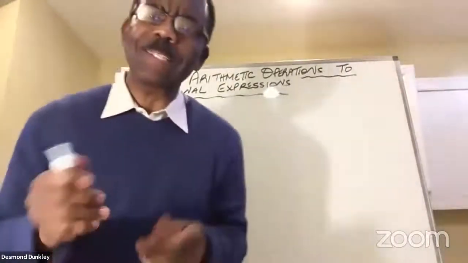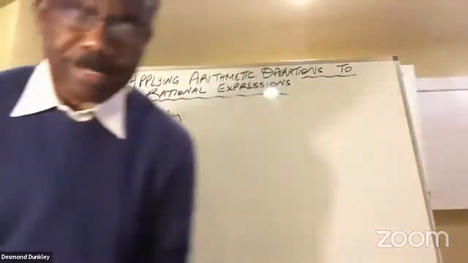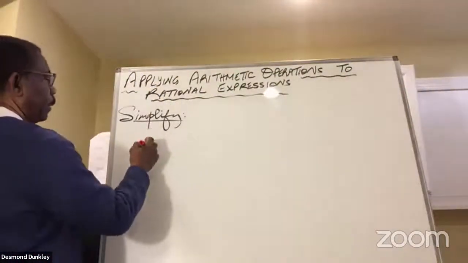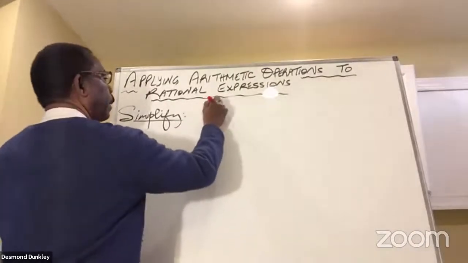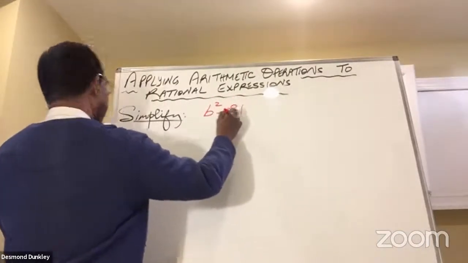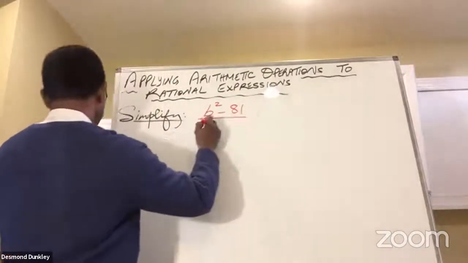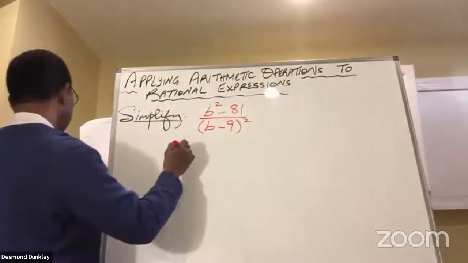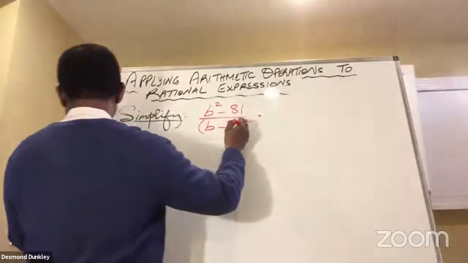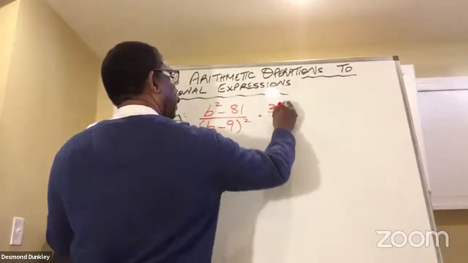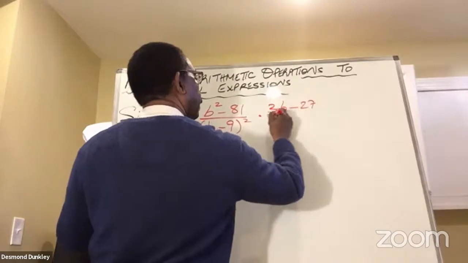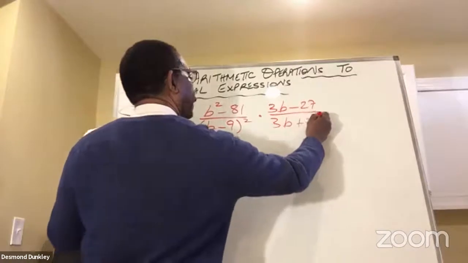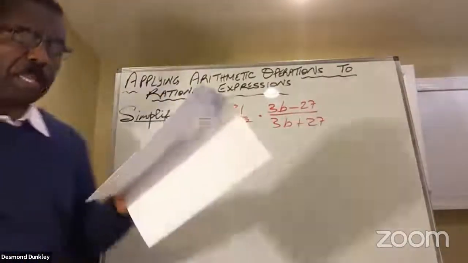I think I want to use the red just for something different. Let's do the red. Doesn't mean that it's more difficult. I just want to use something different. So, how about this? B squared minus 81 over B minus 9 squared, times 3B minus 27 over 3B plus 27.